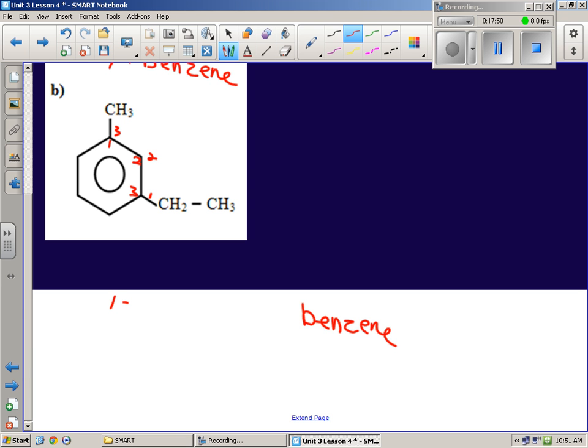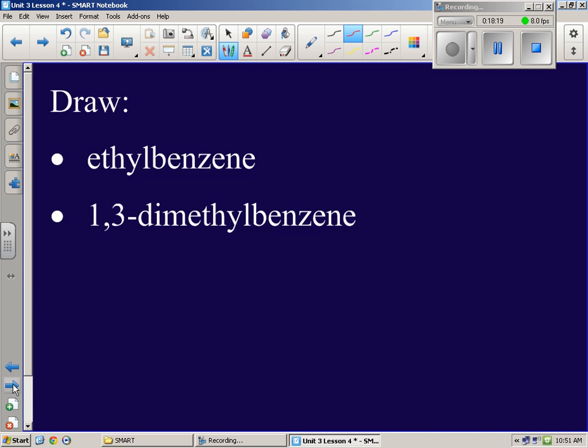So let's go 1 ethyl, 3 methyl benzene. Okay? So alphabetical, and in this case with the lowest numbers. So 1 ethyl, 3 methyl.